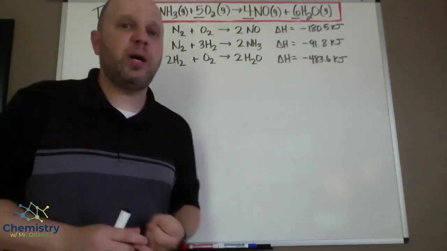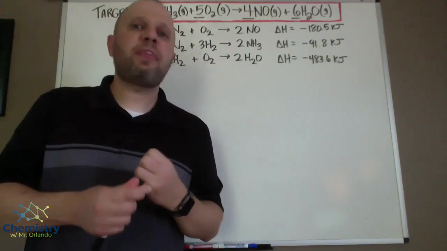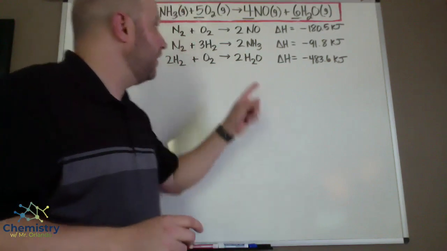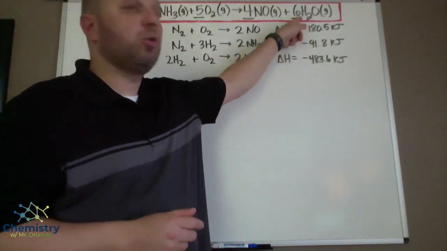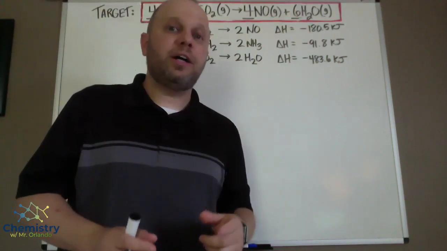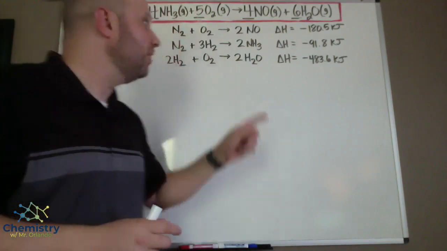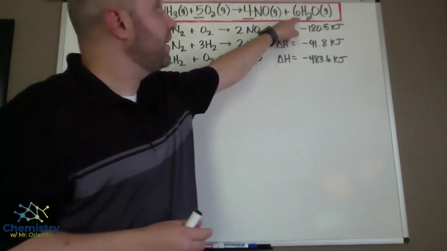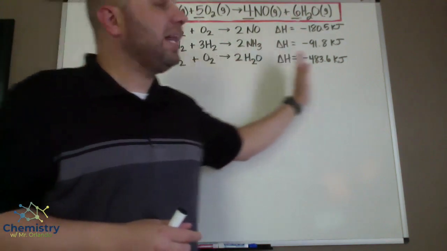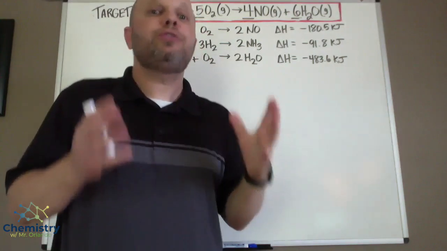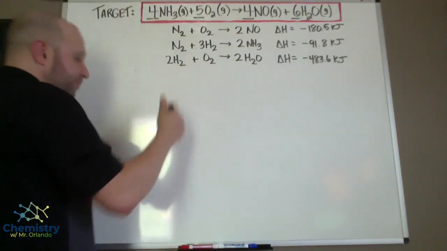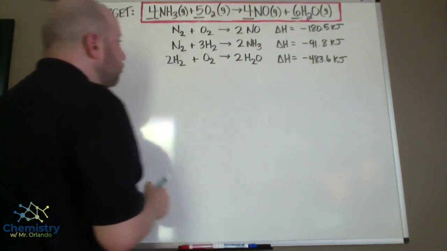Okay, the first question I'm going to ask myself is, is it on the correct side? Notice I didn't say right side. Is it on the correct side? So here, water is a product. Here, water is a product. So that's good. That means it's on the correct side. Second question, does it have the correct coefficient? Well, it has a coefficient of 2 here, but it has a coefficient of 6 up here. So I'm going to take this one and I'm going to multiply everything in this equation by 3 so that I wind up with 6 waters. All right, so I'm not going to flip it, but I am going to multiply it by 3.